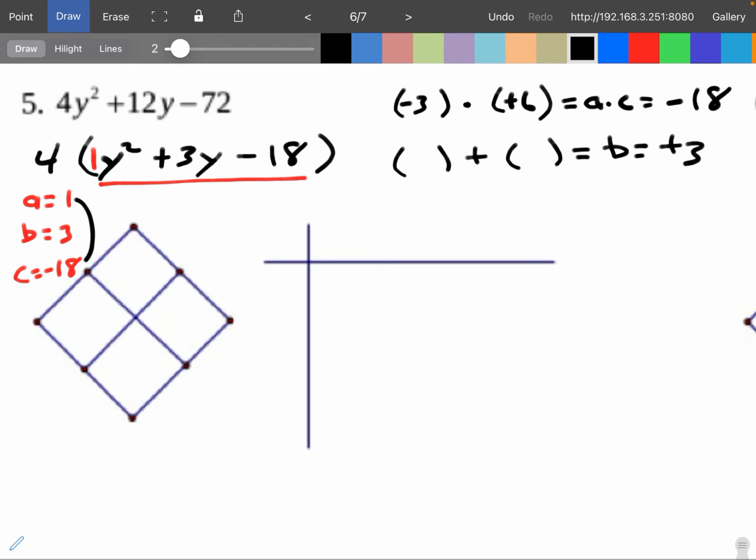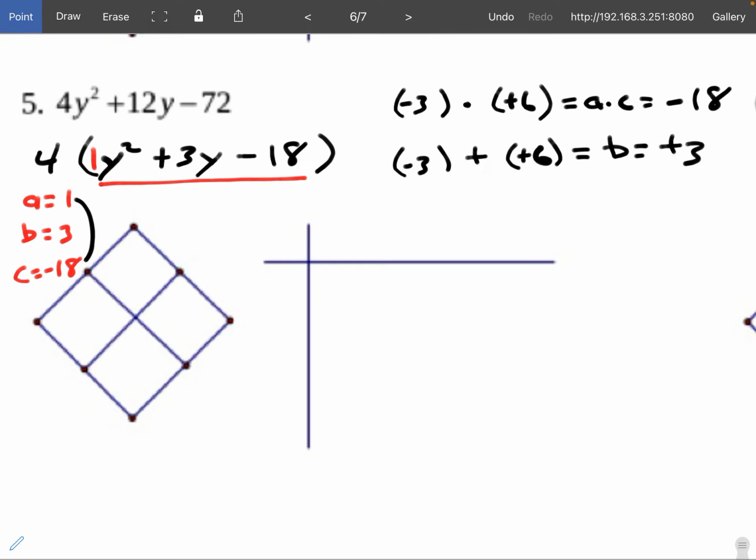What do you got, Ethan? What do you got? Ethan says negative 3, positive 6. That works, right?